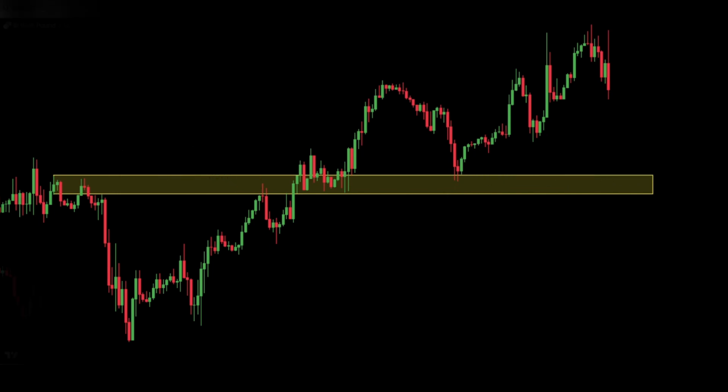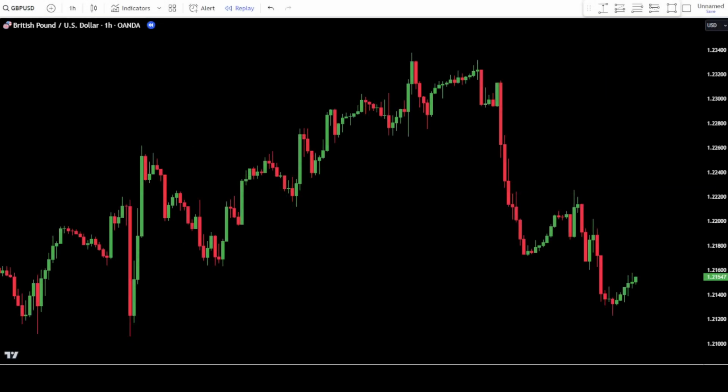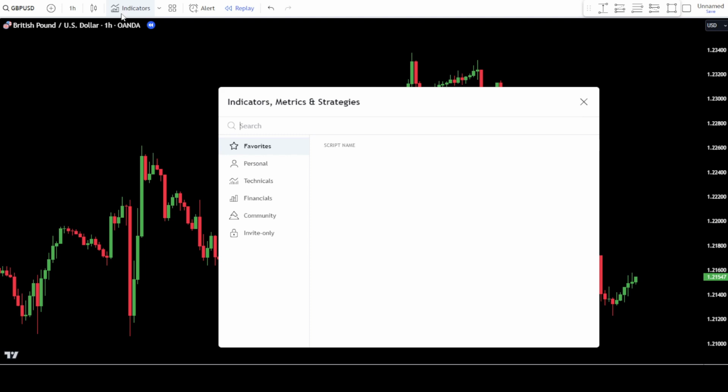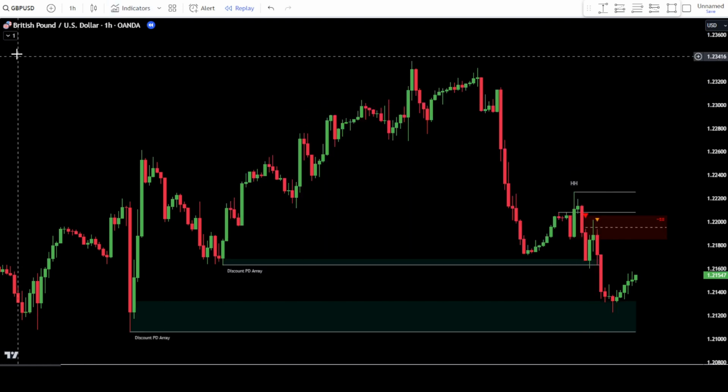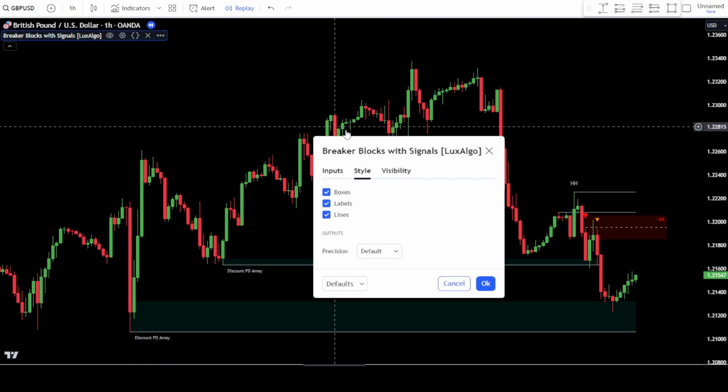If you want to utilize the scalping strategy using breaker blocks, you can access TradingView and navigate to the Indicator Search tab. In the Indicator Search tab, type breaker blocks and simply select breaker blocks with signal from Lux Algo. Next, go to the settings of the breaker blocks with signal indicator.